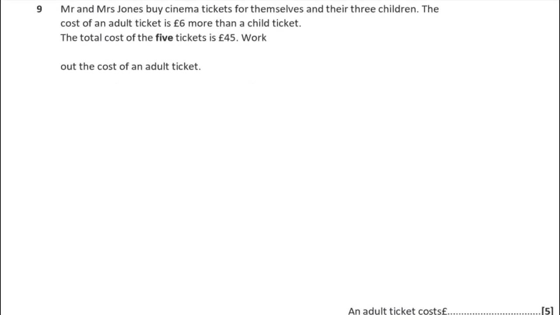Okay. Question 9. Mr. and Mrs. Jones buy cinema tickets for themselves and their 3 children. The cost of an adult ticket is £6 more than the child ticket. The total cost of the 5 tickets was £45. Work out the cost of an adult ticket.